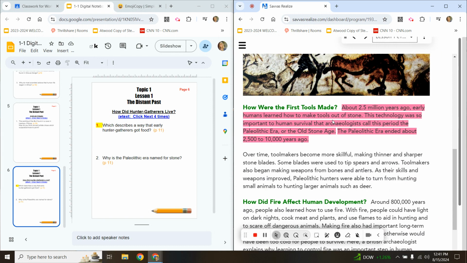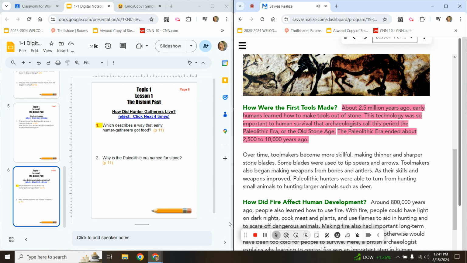All right, number 2. We're going to listen to how were the first tools made. So I will play these 2 paragraphs. You are looking to answer this question. Why is the Paleolithic era named for stone? That answer will be in this pink highlighted text. So let's go ahead and listen.